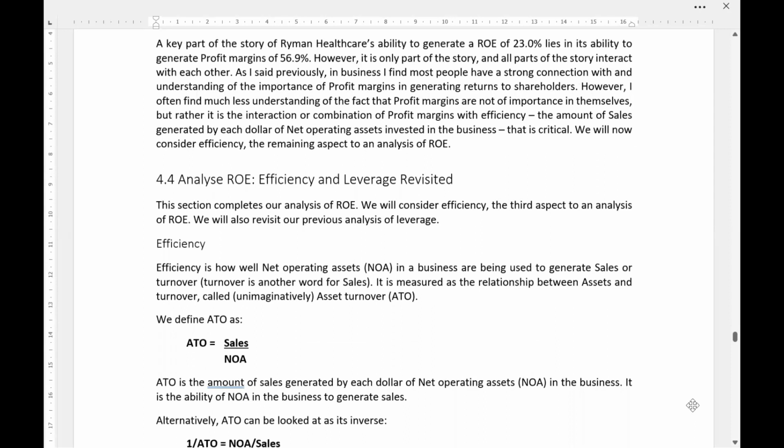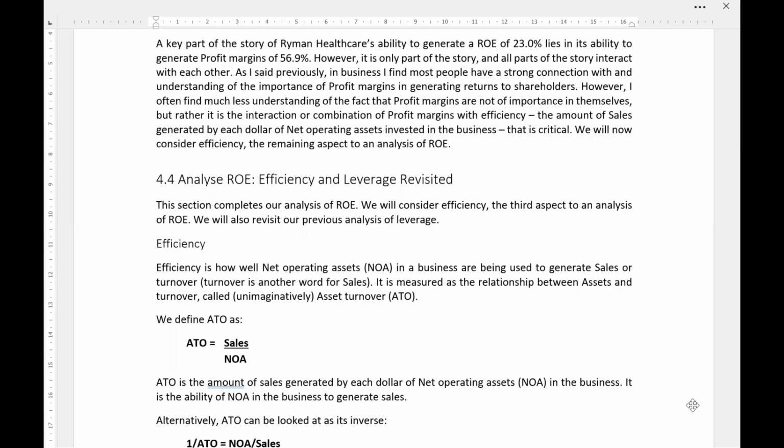A key part of the story of Ryman Healthcare's ability to generate a return on equity of 23.0% lies in its ability to generate profit margins of 56.9%. However, it is only part of the story, and all parts of the story interact with each other.